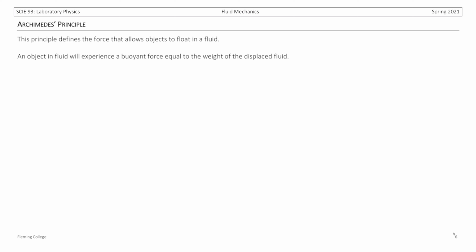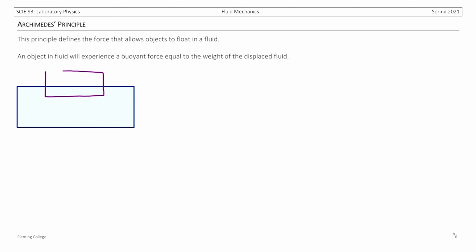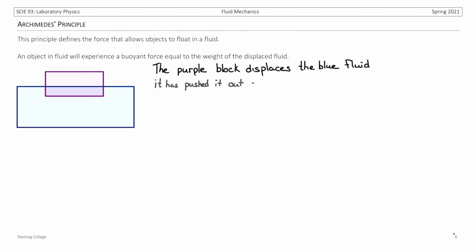These principles will shape our understanding of fluid dynamics. The first principle we look at is Archimedes Principle. This principle defines the force that allows objects to float in a fluid. An object in fluid will experience a buoyant force equal to the weight of the displaced fluid. So if we consider a blue block of fluid and we drop an object, the purple block, into that fluid, the purple block displaces an amount of fluid. This means it has pushed that fluid out of the way.